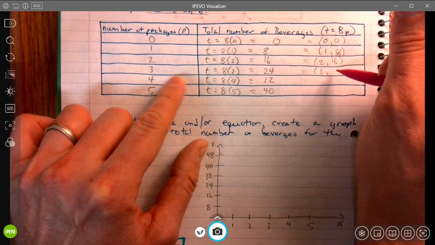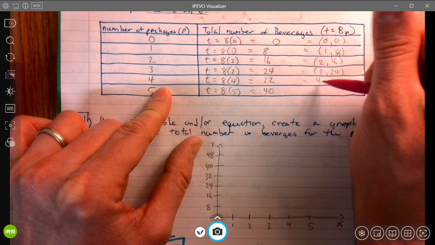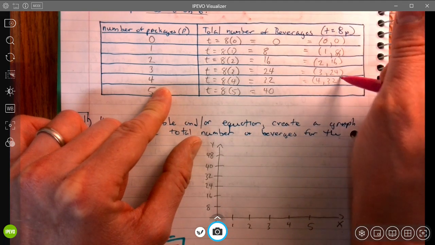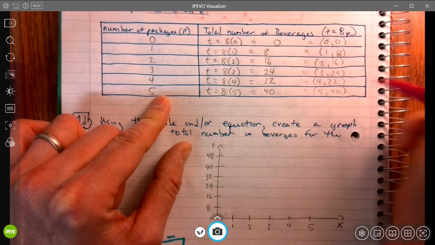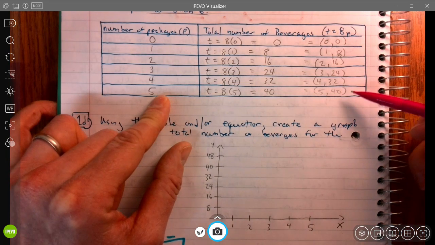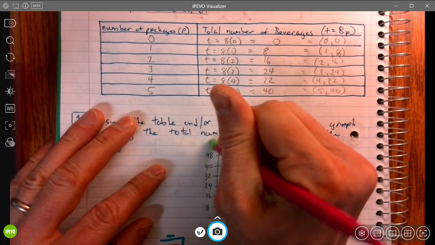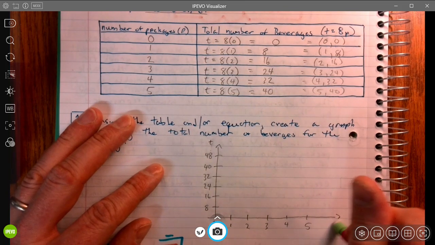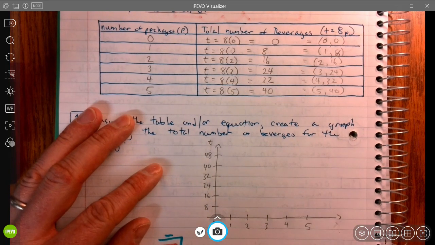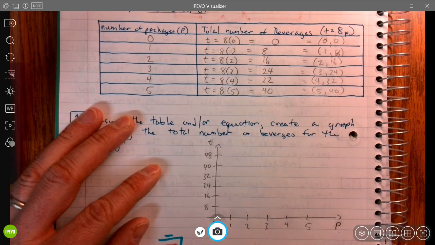This is going to be 3, 24. This is going to be 4, 32, and this is going to be 5, 40. Okay, so now we have all our ordered pairs. And you know what? Just to make this a little bit simpler, maybe this will be a little bit easier. Maybe if I call this the t-axis, and I can call this the p. Okay, so this is going to represent the number of packages, and it's going to represent our total.